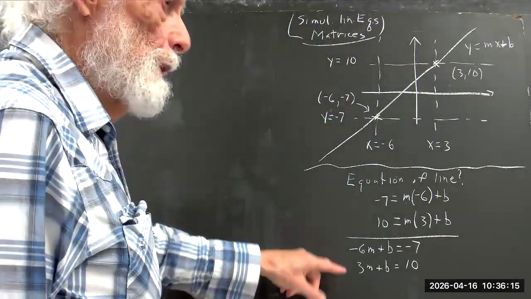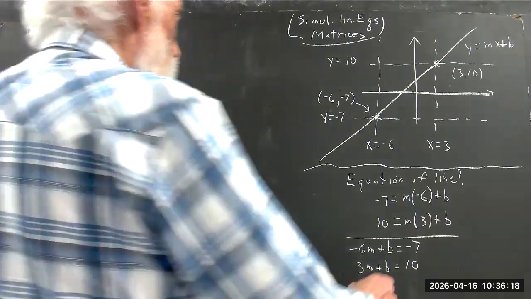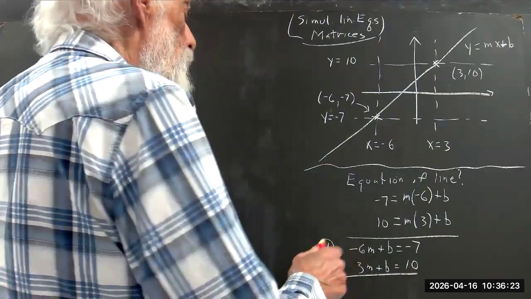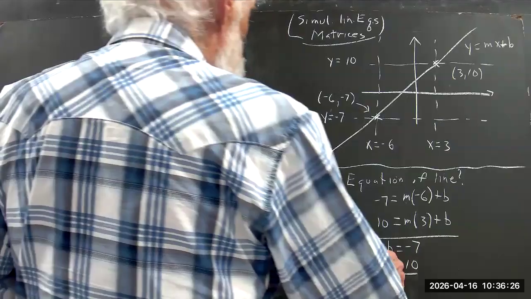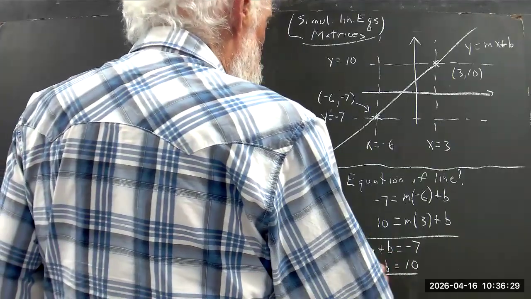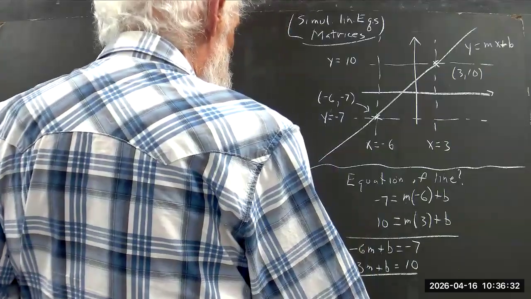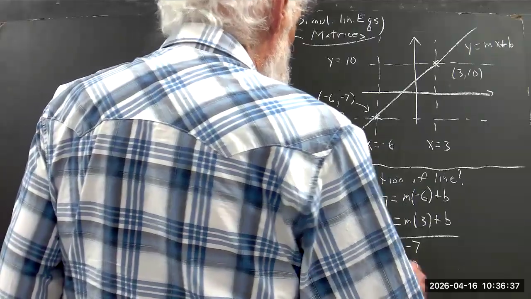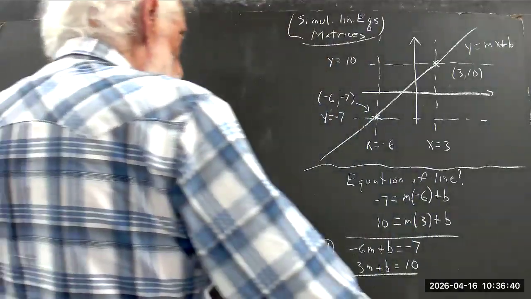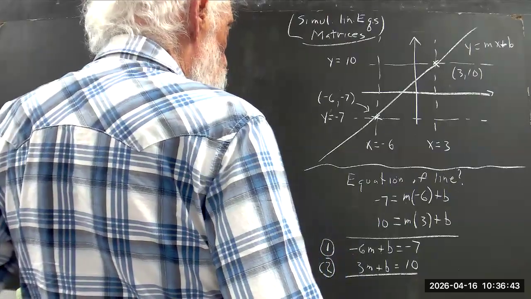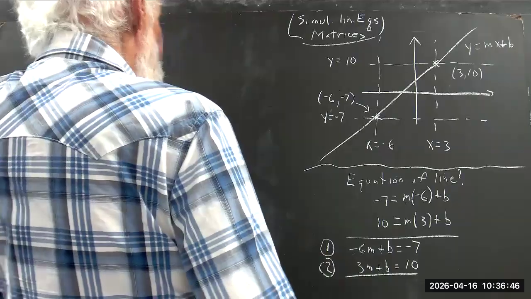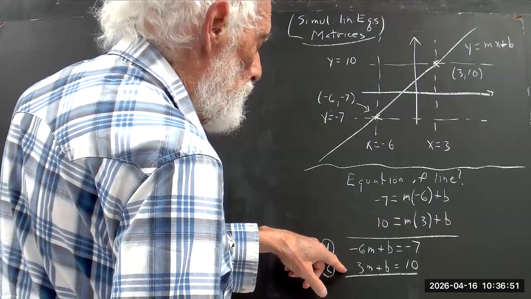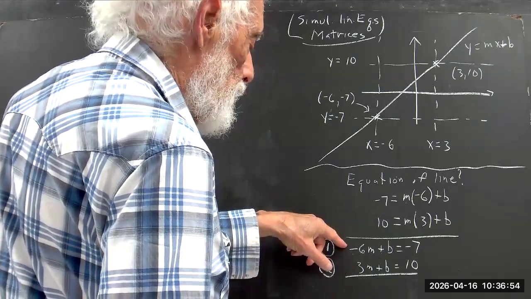Okay, now this gives me 2 equations. I'm going to designate the first equation with a circled 1. A 1 with a circle on it next to the equation means the equation -6m plus b equals -7 is equation 1. Equation 2 will be 3m plus b equals 10. And to keep track of what I'm doing, I'm going to multiply the second equation by 2 and then add it to the first.